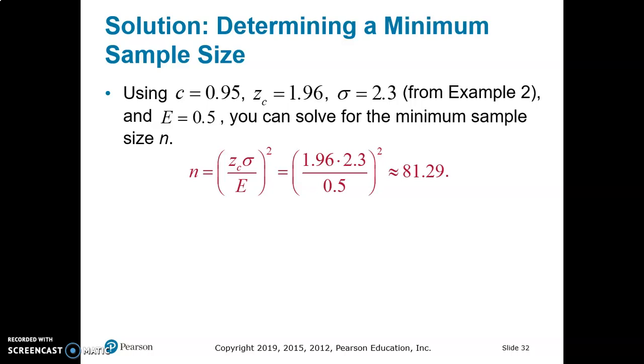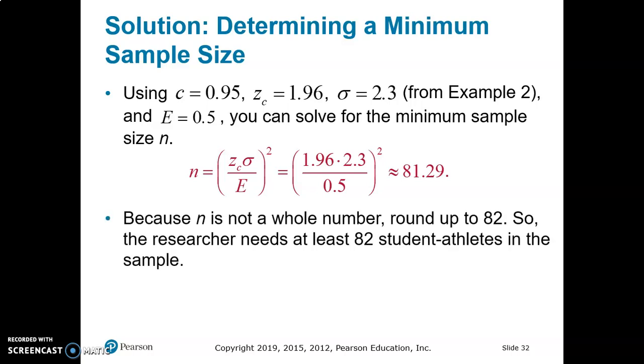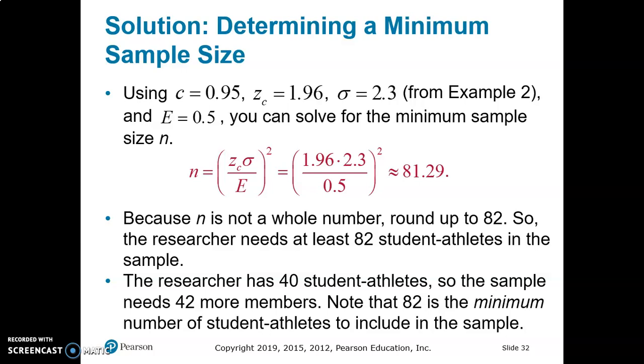And you just plug it in your calculator, and you'll get n needs to be 81.29. So we need at least 82 of these student athletes in order to calculate this interval accurately. So the researcher has 40 student athletes, so the sample needs 42 more members. Note that 82 is the minimum number of student athletes to include in the sample. Okay, and so that's the end of this section.